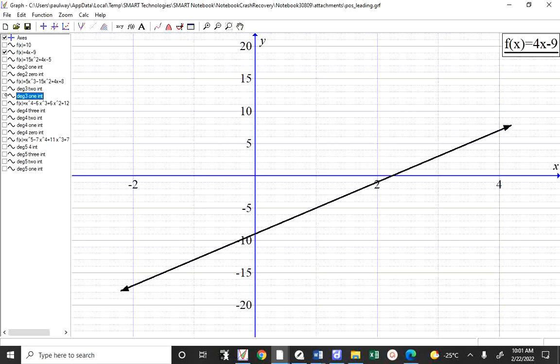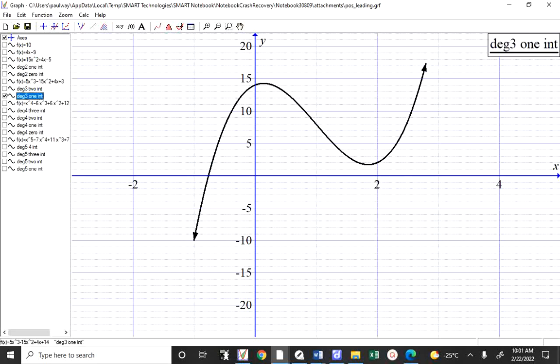Can you have a degree 3 polynomial function with 0 x-intercepts? No. So we come up with another rule here, and that's that if you have an odd polynomial function, there has to be at least 1 x-intercept. But there can be more than 1 all the way up to the number of the degree.